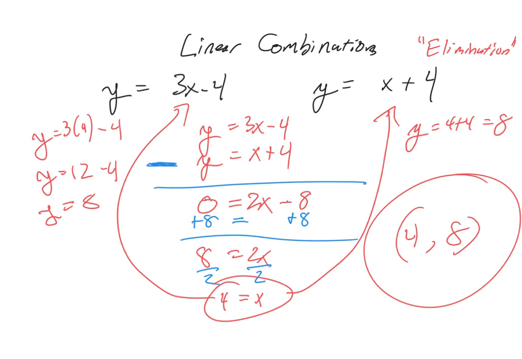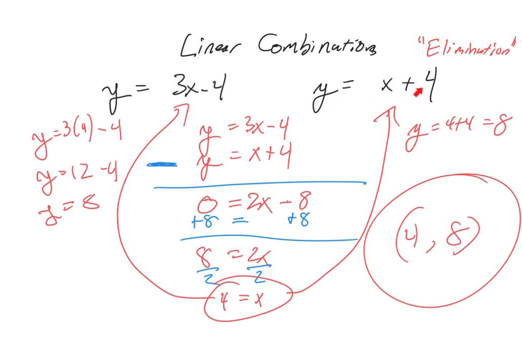Don't forget to write it in XY format there as a coordinate pair, because what I'm really looking at, and what we talked about when we first did this, we solved by graphing first, then we did linear substitutions, then we're doing linear combinations. But if I were to graph this equation and graph this equation, they would intersect at that point.